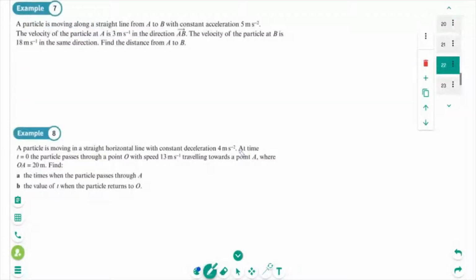First one: a particle is moving in a straight line from A to B with constant acceleration 5, so a equals 5. The velocity of the particle at A, the starting velocity, is given, and it's moving in the direction A to B. So it sounds like u equals 3, the starting velocity. The velocity of the particle at B is the final velocity. Find the distance, so you want to find s. You use the equation that does not have t. The only equation you can use is v squared equals u squared plus 2as.